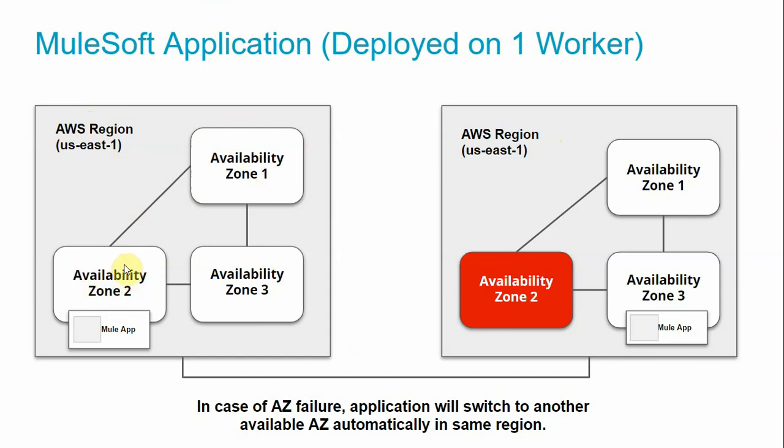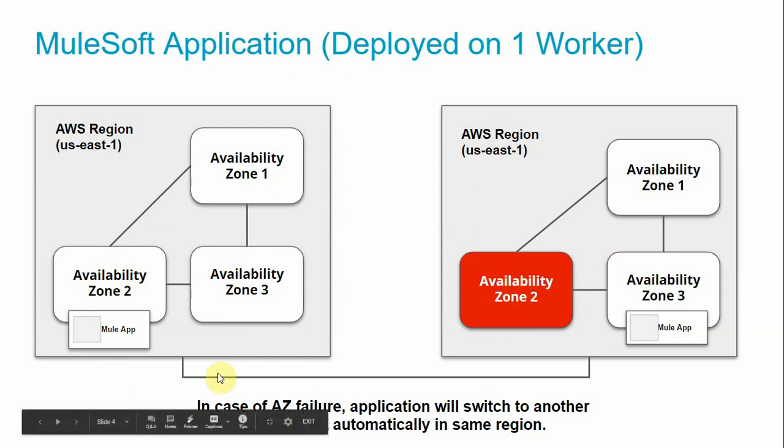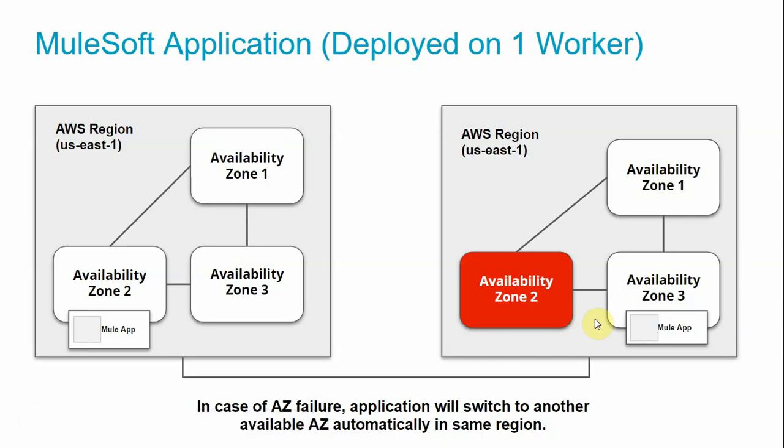So what is an availability zone? An availability zone is nothing but a logical data center within the region. Generally, each region has three availability zones. So in this case, the Mule application got deployed to availability zone 2. Now, what happens if, due to some power failure or something going wrong, availability zone 2 goes down? In that case, Mule will automatically move the application to availability zone 3 and restart the application.